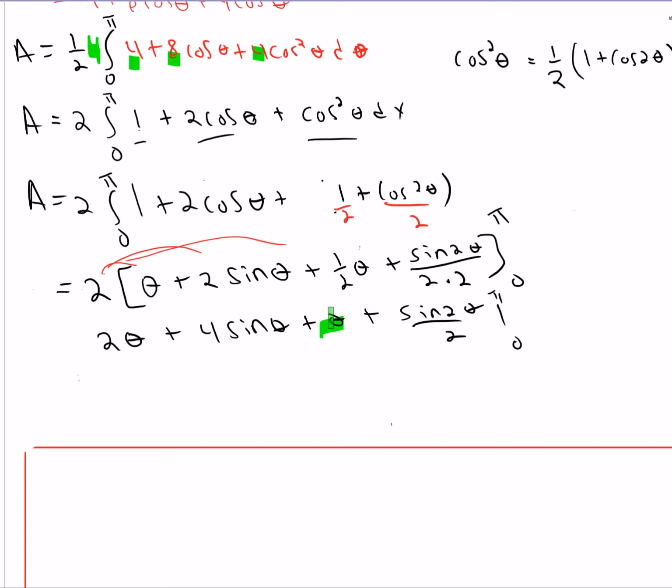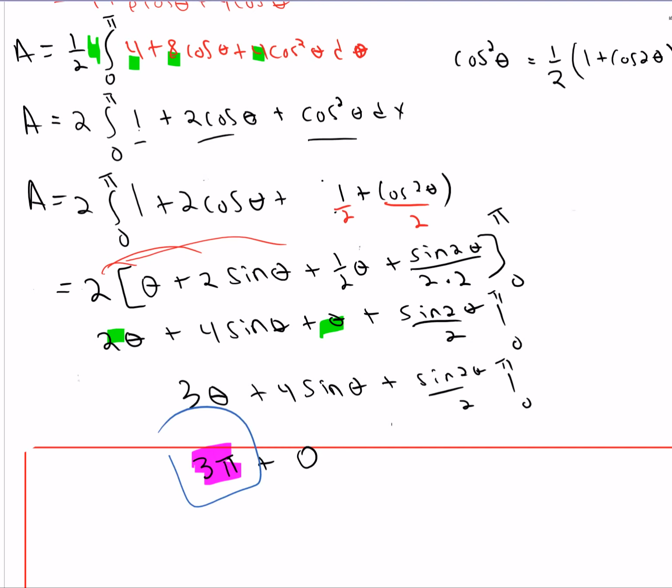We can clean it up a little bit here. This and this will add together to give us 3 theta plus 4 sine theta plus sine 2 theta over 2 from 0 to pi. So we're going to go ahead and plug in pi. We're going to get 3 pi plus 4 times sine of pi, which is 0, and sine of 2 pi is also 0. So this is going to give us 3 pi as our answer.